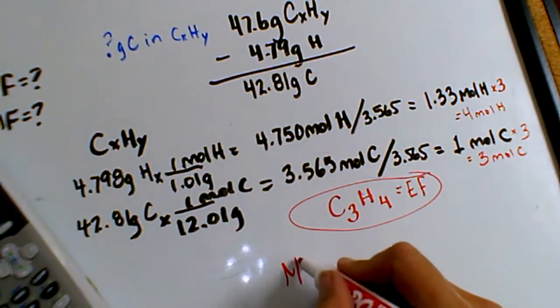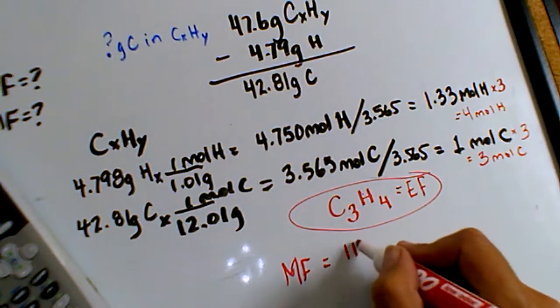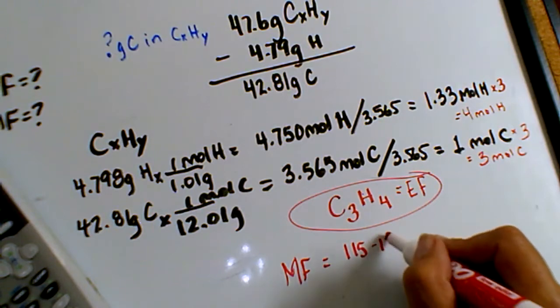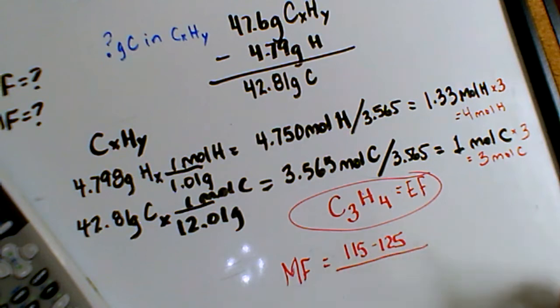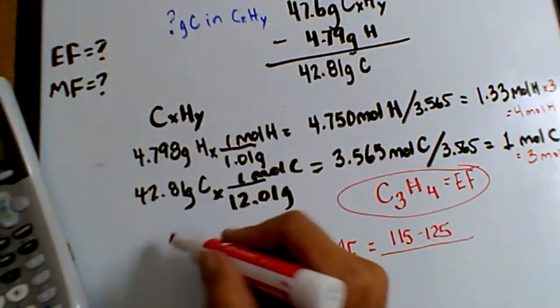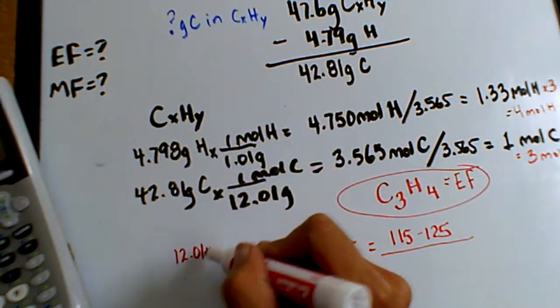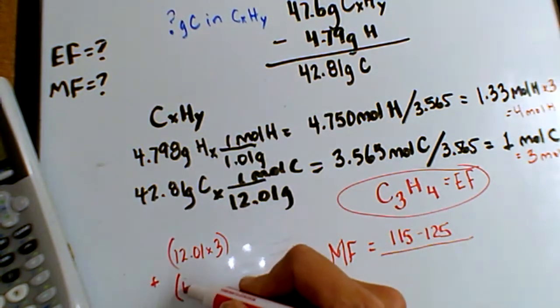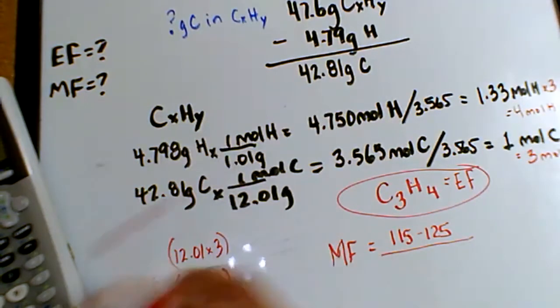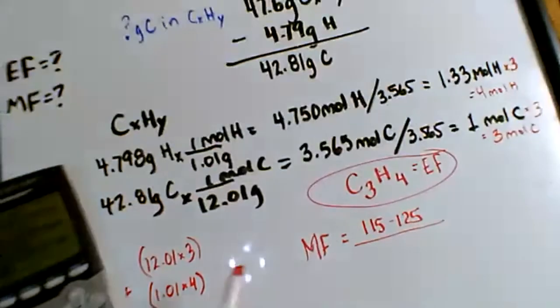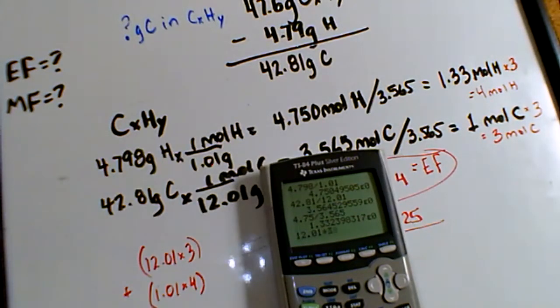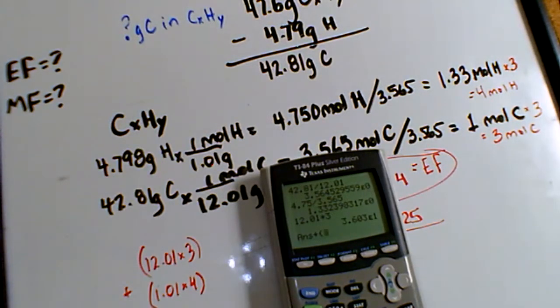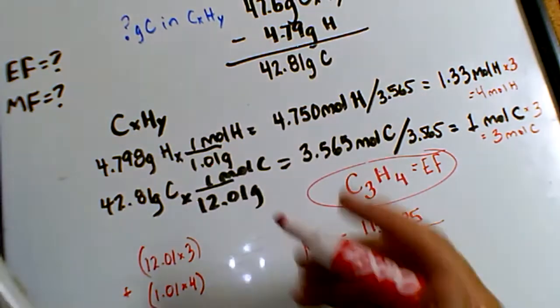So our molecular formula is going to be equal to the 115 to 125. It was probably going to become obvious. We need to get the mass of our empirical formula, right? That's 12.01 times 3, because there's 3 carbons, plus 1.01 times 4. It's just 4.04, guys. I don't need to multiply that. That's going to be 40.07.